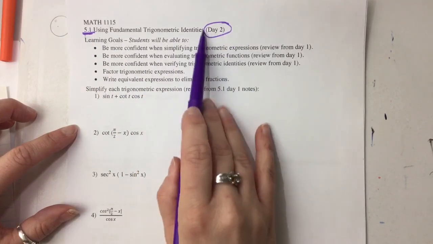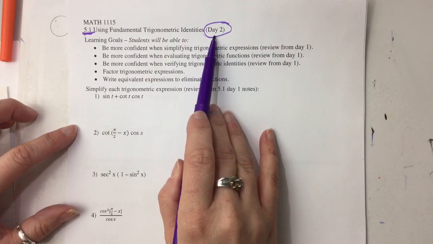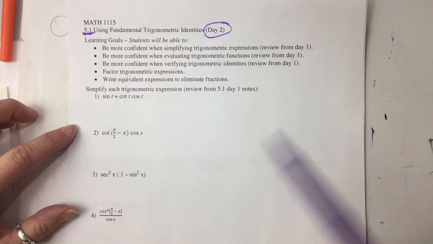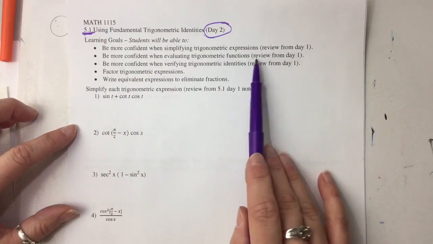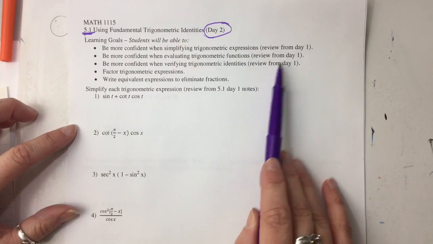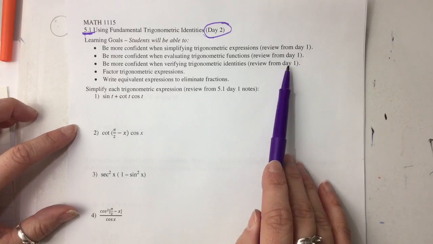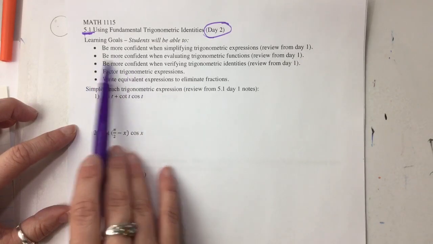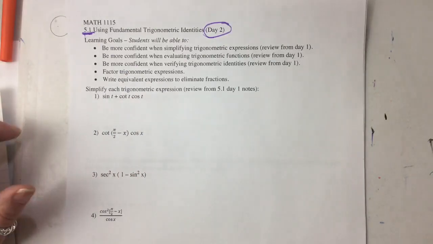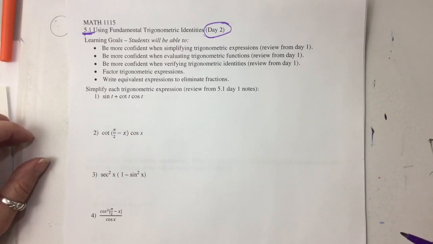The notes packet that I'm going through is the one that is labeled Day 2. If you look at what our goals are for today, you're going to notice that we are going through a lot of different review topics from the first part of 5.1. Our goal is just to become more confident. Some of these problems are kind of tricky when you're verifying and when you're simplifying, and the more you practice, the more confident you will get.